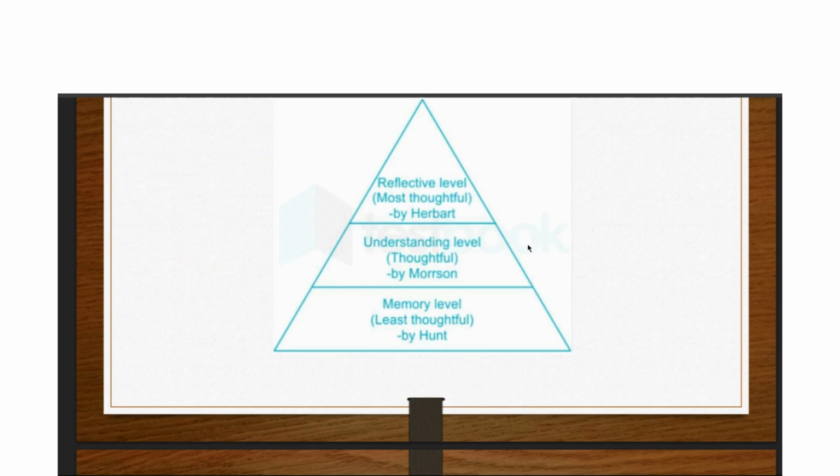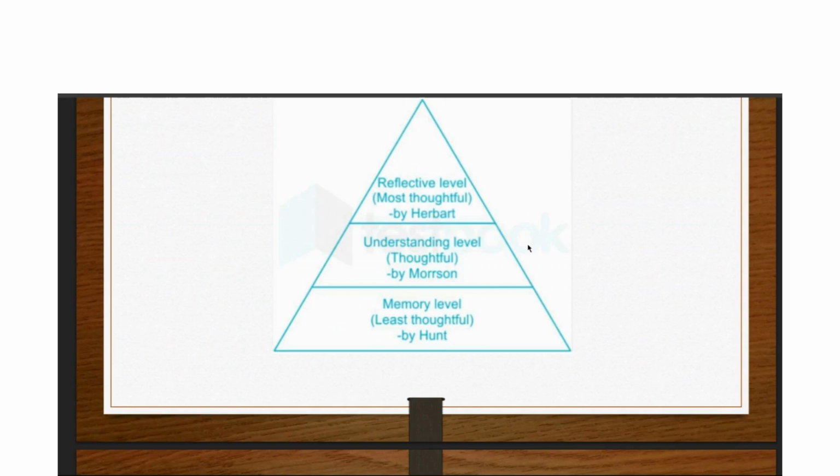So next is understanding level. Understanding level means comprehension of the subject. You have to understand things clearly. For example, take plants. See, in memory level, plants need water and sunlight. That's it, we have to memorize that. So plants need sunlight and water to grow.